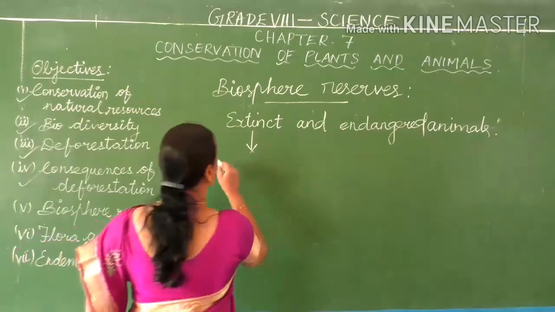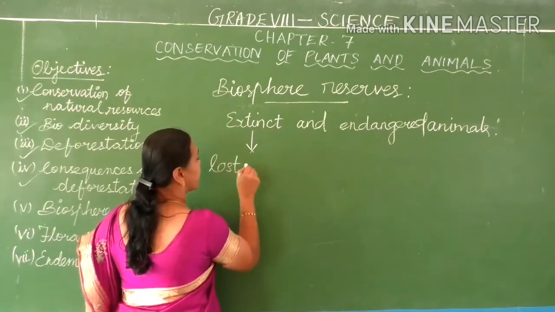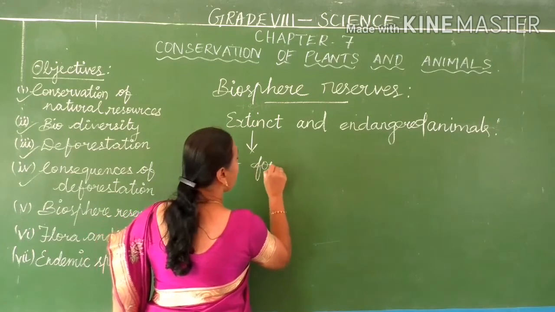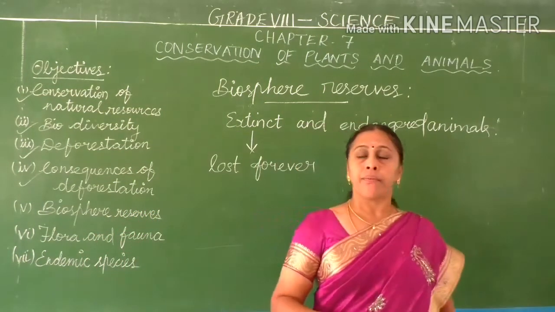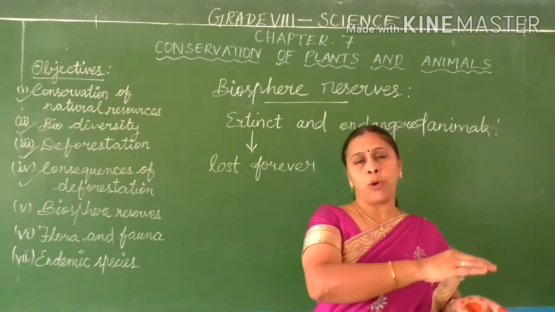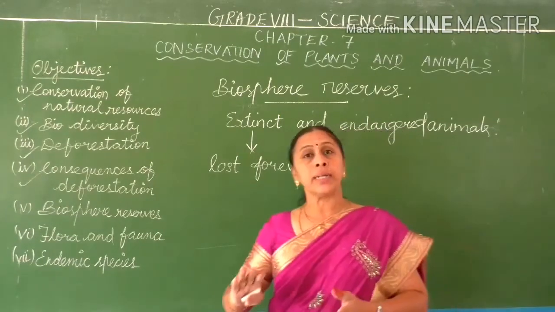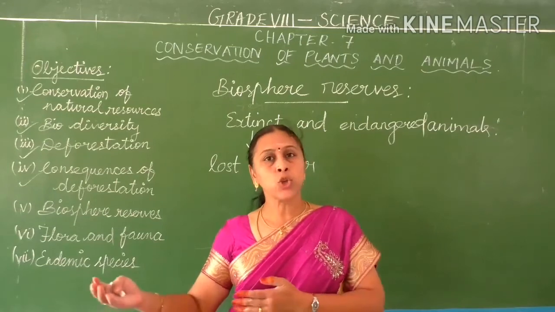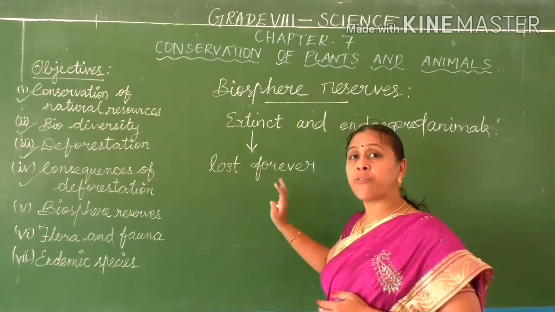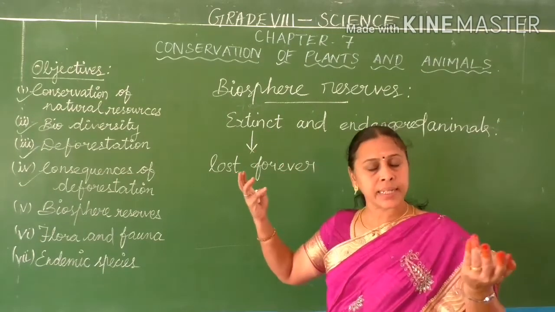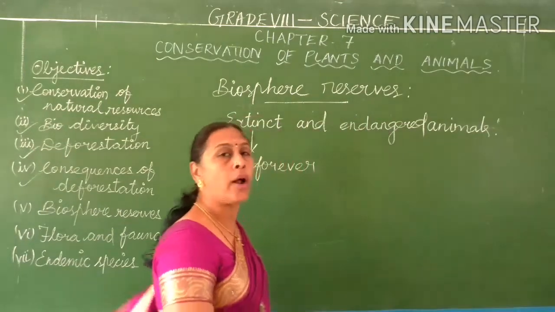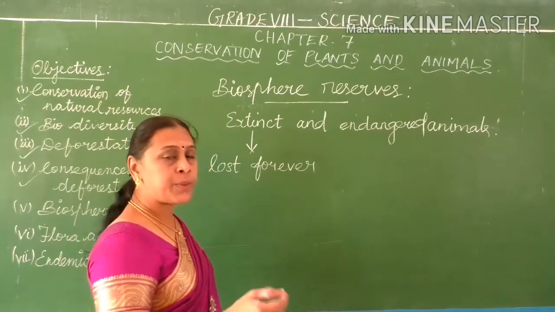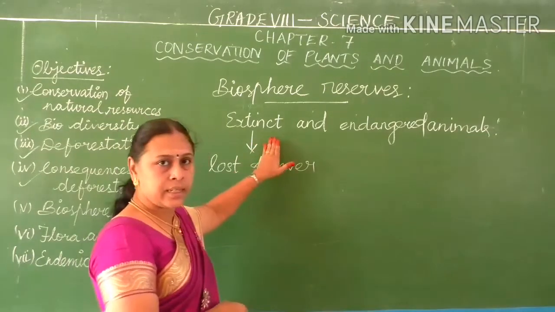It is lost forever. The living organisms which were found once upon a time are now nowhere. It is no more; that is, it is lost forever. We can't see that species on the earth now. Such species are called extinct species.